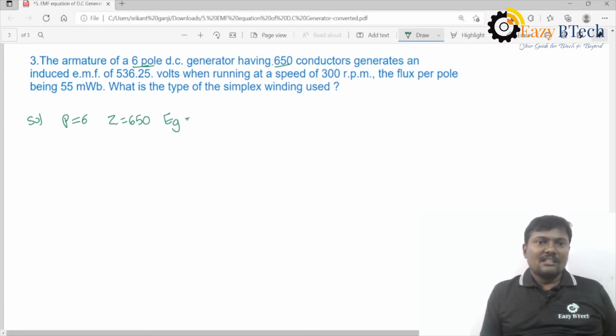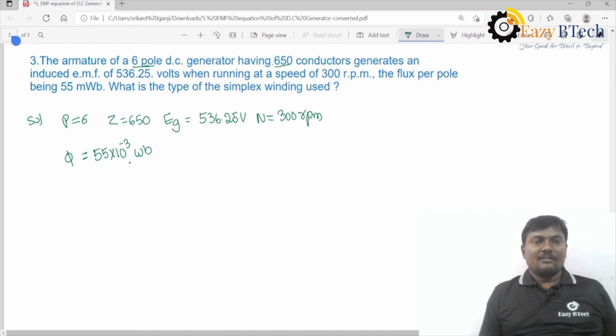So coming to the next problem: the armature of a 6-pole DC generator, the number of poles is 6, having number of conductors 650, generates an induced EMF of Eg equal to 536.25 volts, running at a speed of N equal to 300 rpm. The flux per pole is 55 milliweber, meaning 55 into 10 to the power of minus 3.